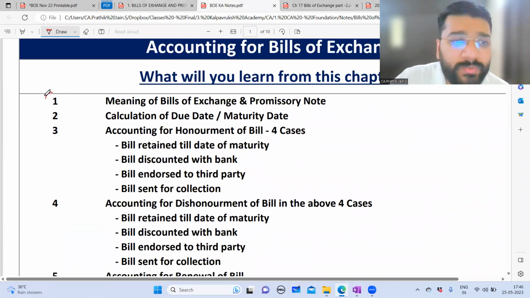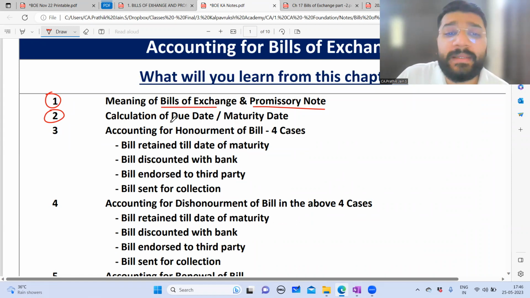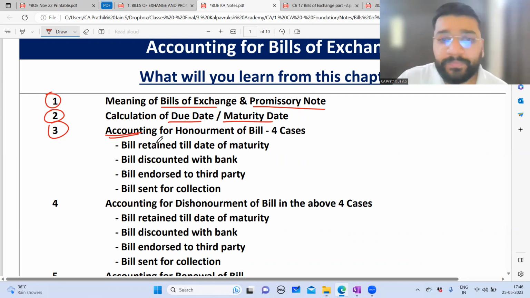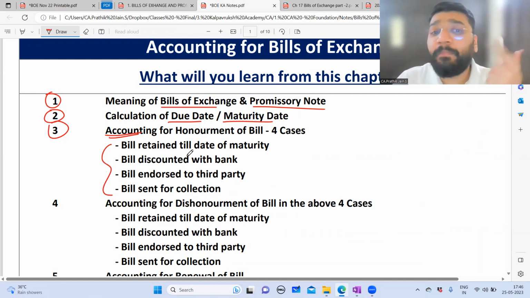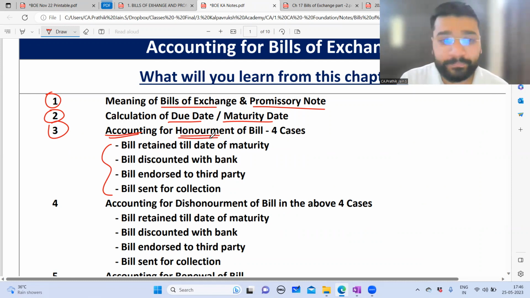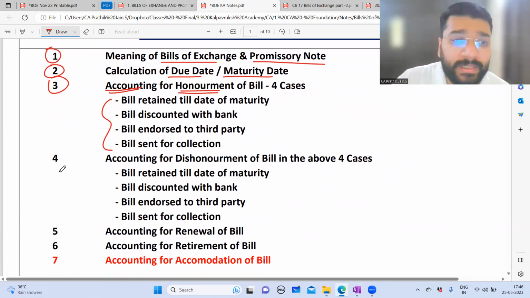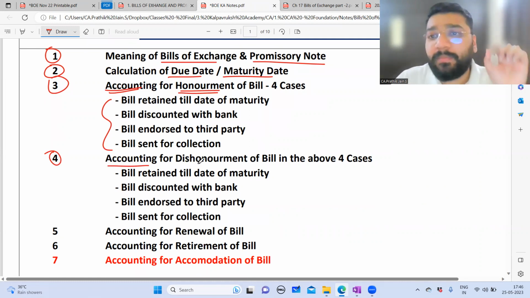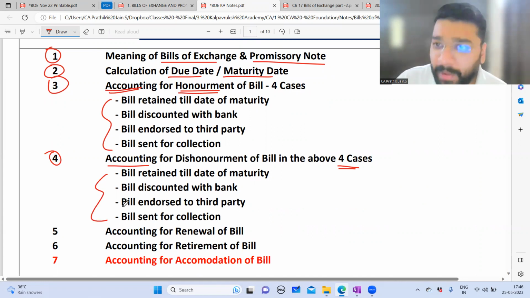So, guys, in the very first class, we understood the meaning of a bill of exchange and the promissory note. In the very same class, we understood how to calculate the due date or the maturity date of a bill of exchange or a promissory note. As well, in the same class, we understood how to do the accounting entries in these four cases when the bill is properly honored on time. In the second class, we discussed the accounting entries for the same four cases, how the entries are passed in case of dishonor of a bill.